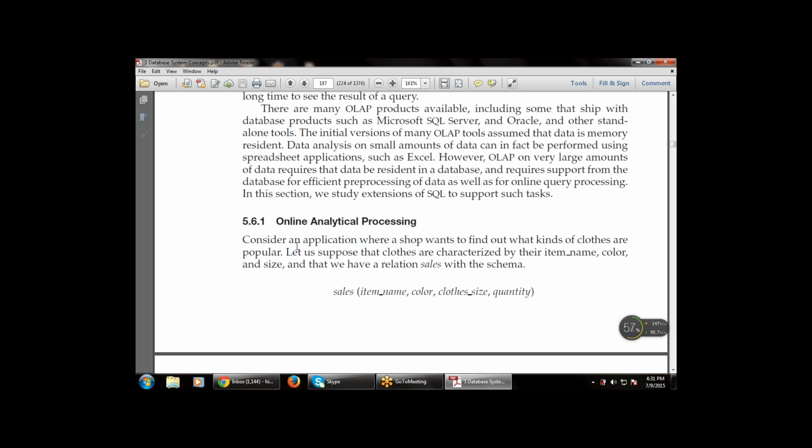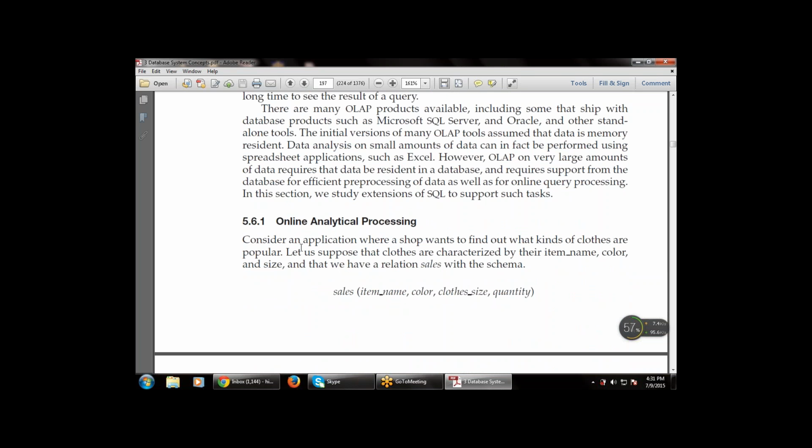Next is online analytical processing, that is, how to do online analytical processing. What are the various criteria? What is the command, or what is the query, used for online analytical processing? Consider an application where a shop wants to find out what kinds of clothes are popular, that is, what type of clothes are in demand, which is assessed by using online analytical processing.